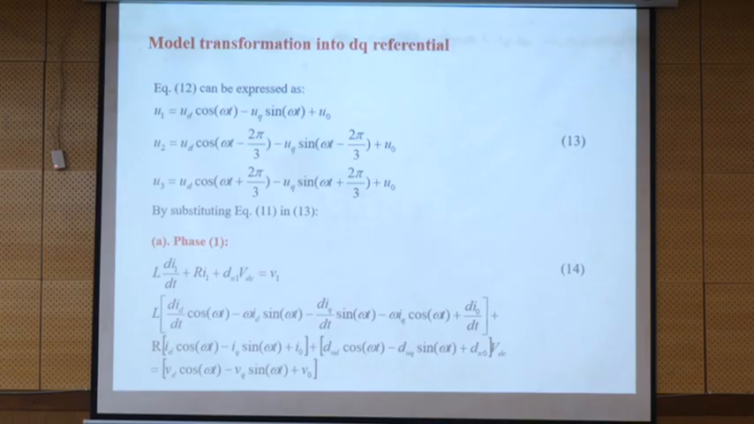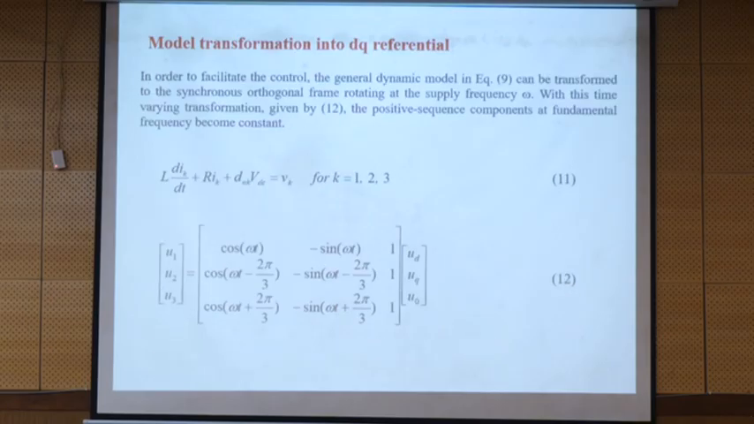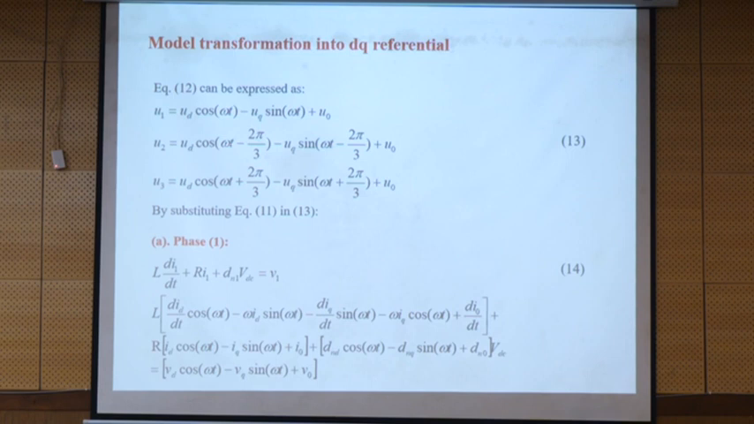So now, for U2 and U3 also, we follow the same: Ud times cosine(omega t minus 120 degrees), Uq times minus sine(omega t), and we see that we also have 3 equations here for that. Okay?